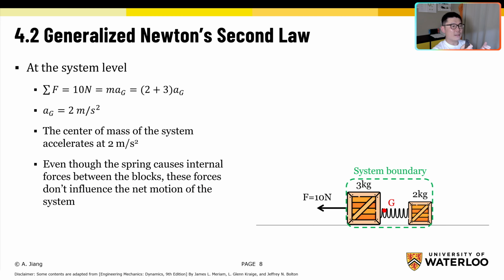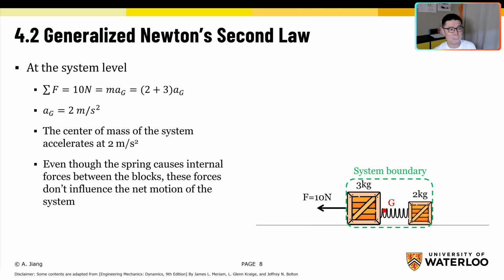So what we have done here in this section 4.2 is to generalize Newton's second law from a single particle, which we have done so many times before the midterm, to any system of particles. Now we focus on the motion of the center of mass using the total external force and the total mass. And internal forces cancel out each other and don't affect the overall motion.